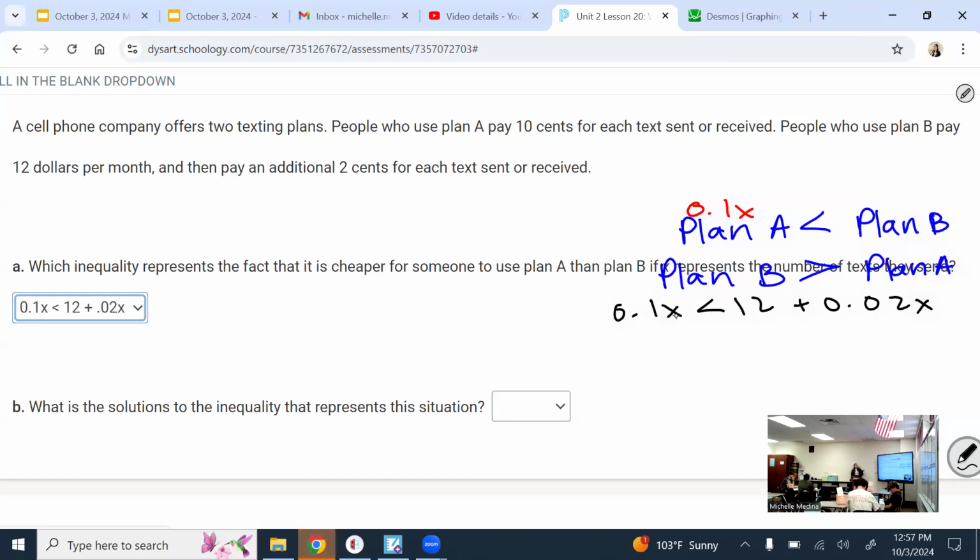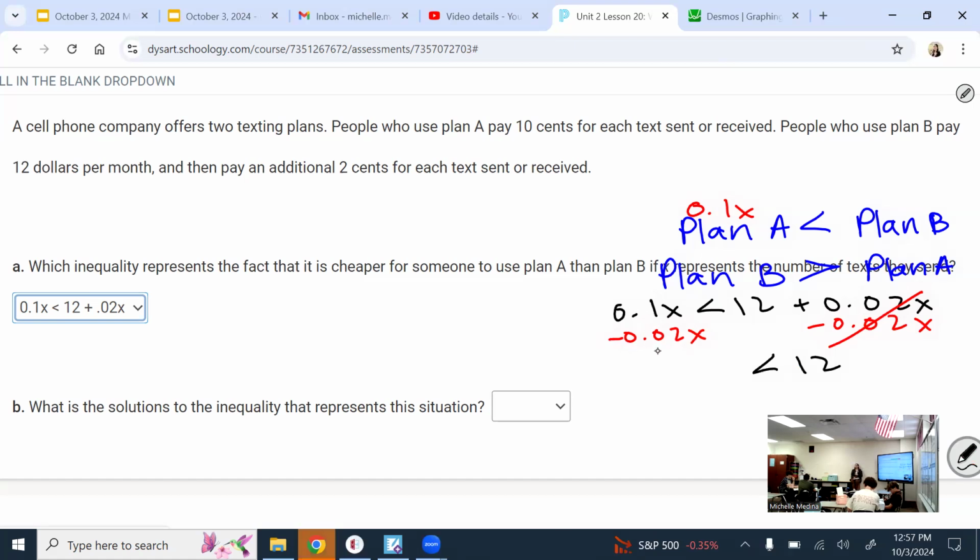Do I need to distribute in this one? Do I need to combine my terms? I do need to move the variable to one side. Which one is technically smaller, 10 cents or 2 cents? 2 cents. So I'm going to move that one because it means I probably won't have to deal with the negative later. Whatever I do on one side, I do to the other. So I'm subtracting it to cancel it. I don't need to flip the sign when I subtract.